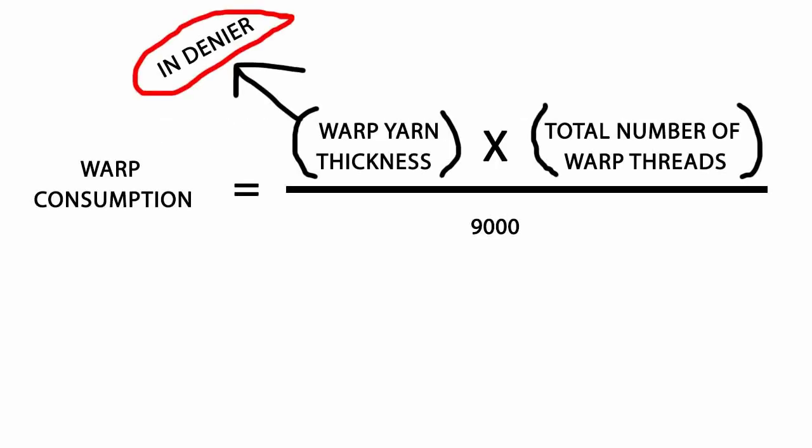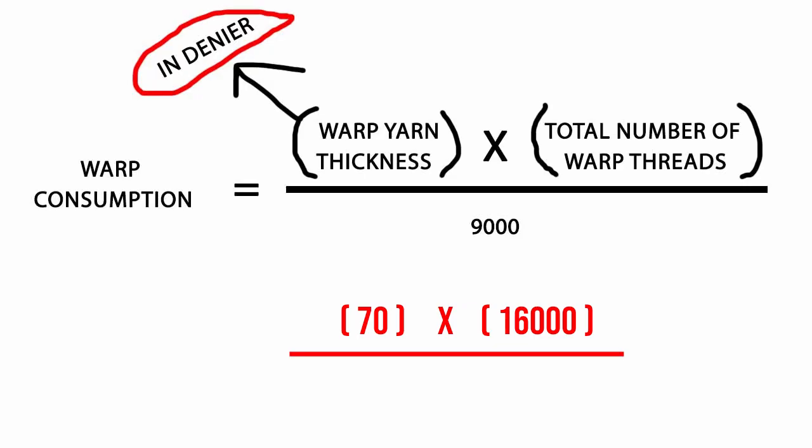We'll use this equation to calculate the warp consumption. Multiply the warp yarn thickness, which is 70 denier, with the total number of warp threads, which is 16,000, and divide this by 9,000. That makes 124 grams per meter.